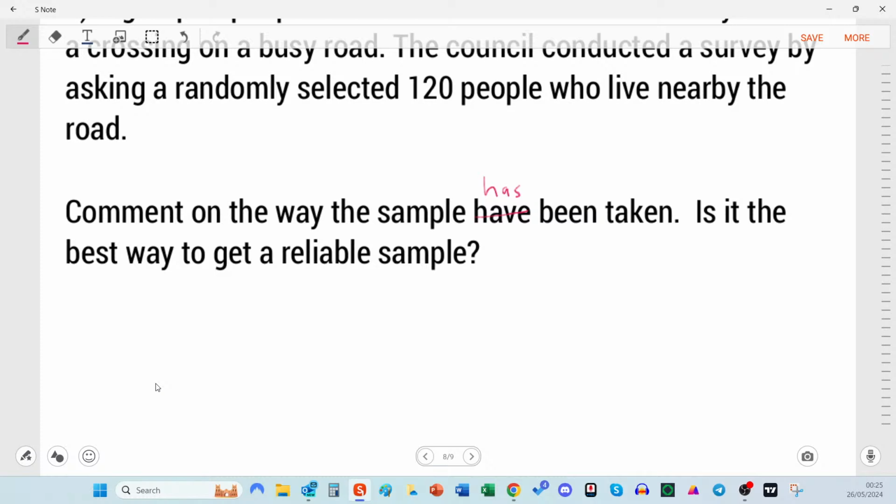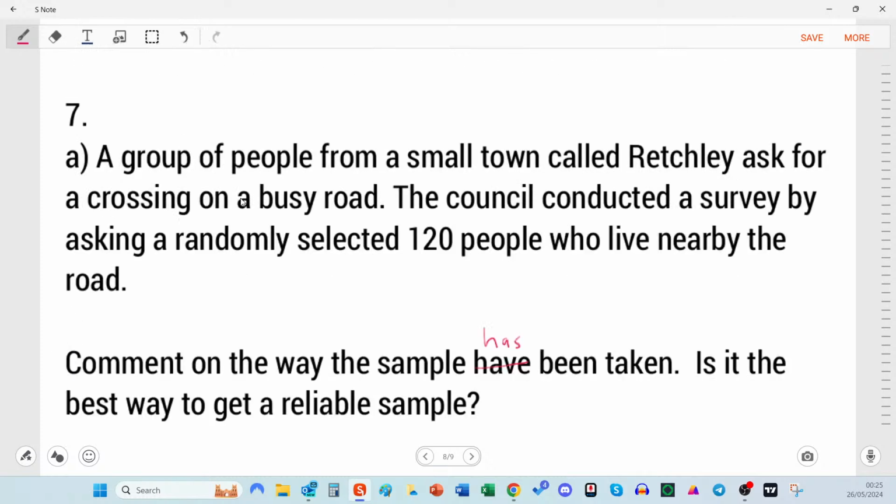Well, firstly, how are the people being chosen? I mean, we don't know how big the town is, but a small town isn't going to be more than 1,000 people, perhaps. Maybe it could be up to 10,000 people. The question is, are 120 people enough? Well, in statistics, as far as you're concerned in the exam, n has to be more than or equal to 30. So that looks like it's a good amount of people.